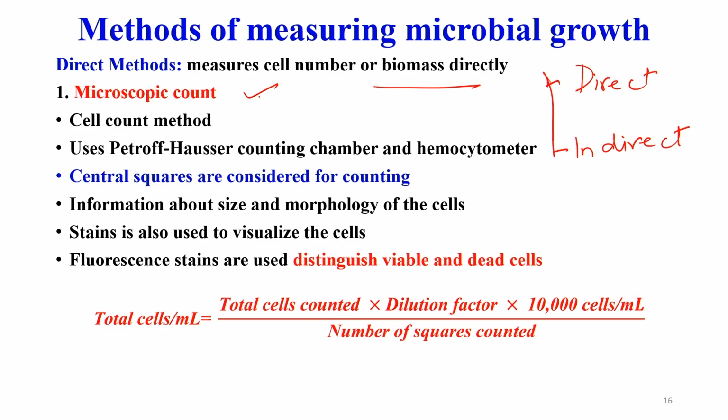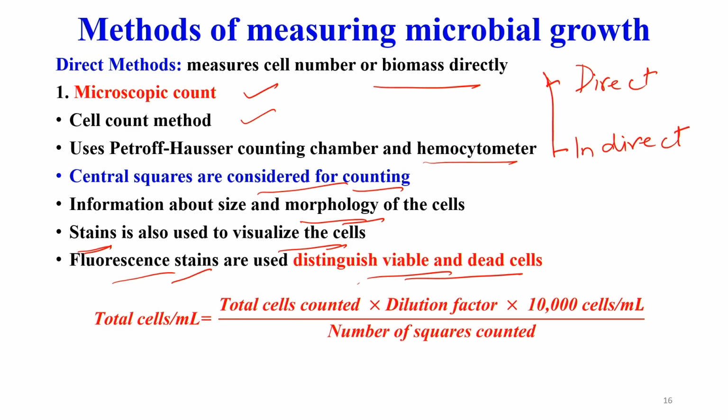Most popular one is the microscopy count. This is also known as the cell count method. We use this hemocytometer, and the central squares are considered for the counting in a hemocytometer. And once you are using the microscope, it also gives the information about the size and morphology of the cells. In addition, we can use stains to visualize the cells. In fact, these fluorescence stains can be used to distinguish live and dead cells.